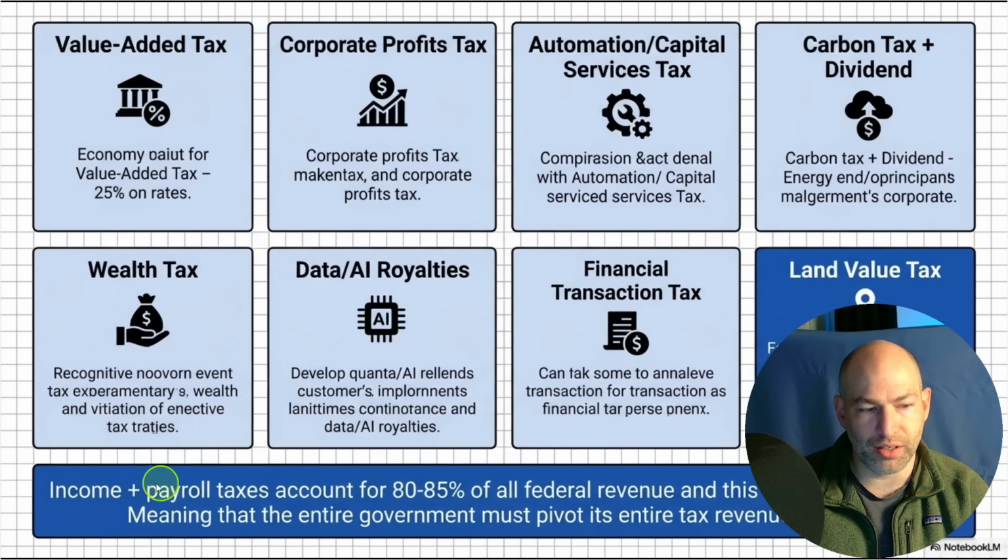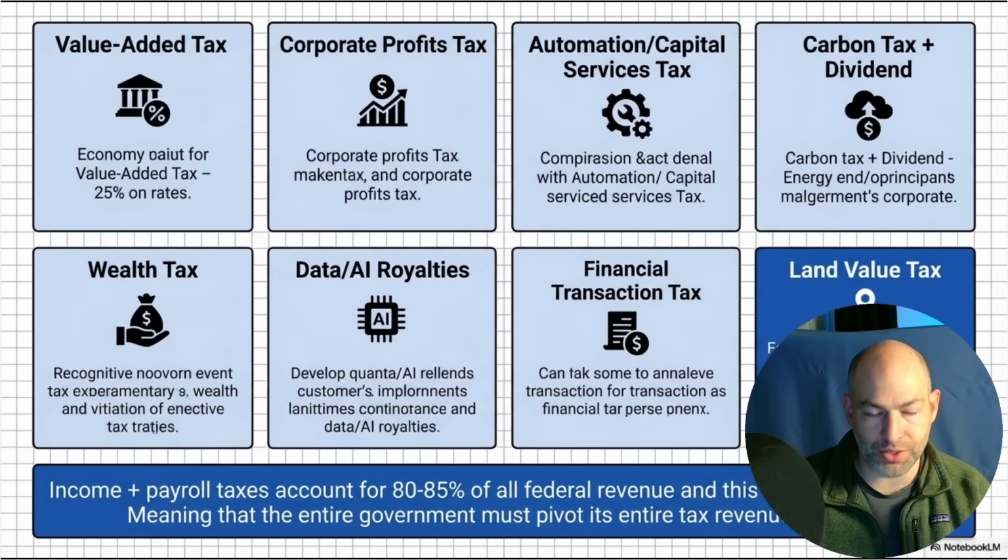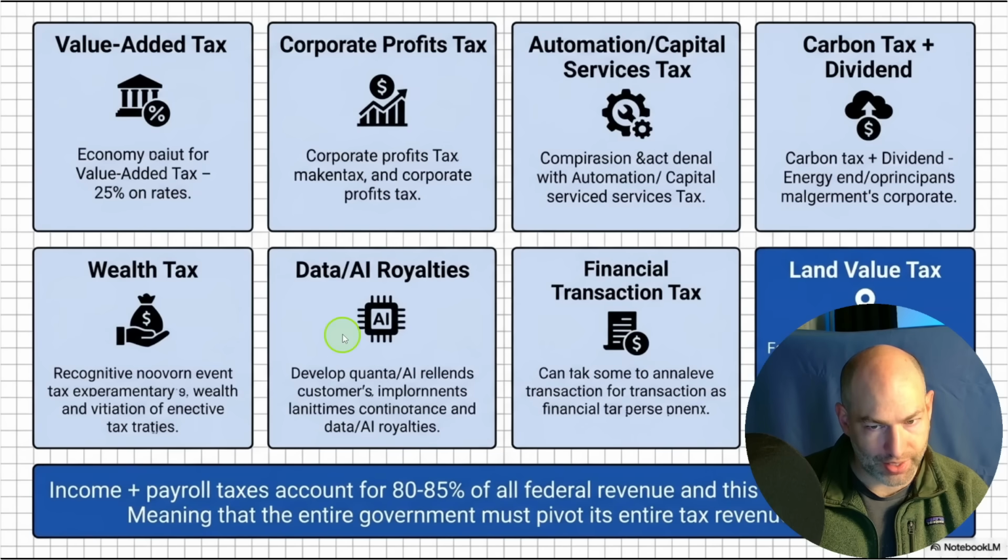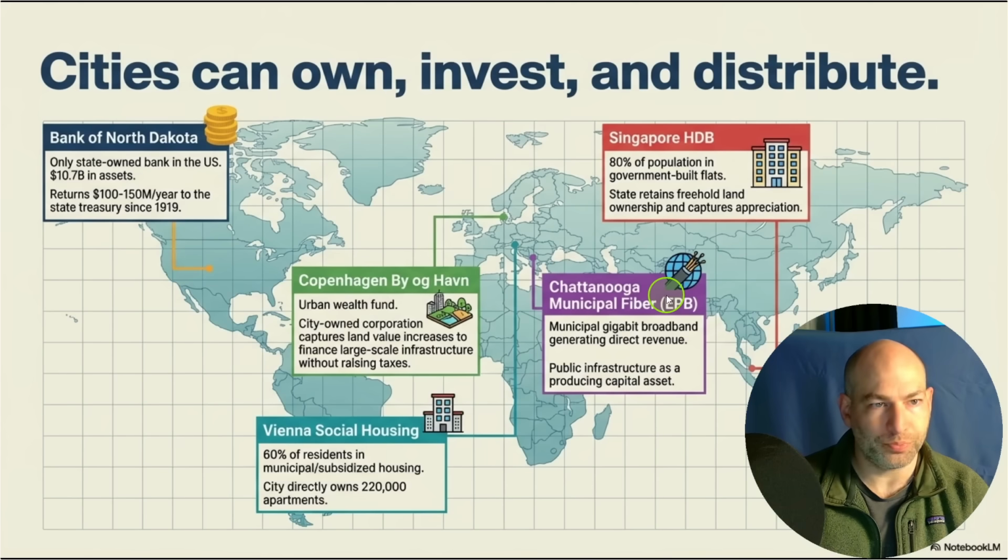The idea is that because income and payroll taxes account for 80 to 85% of all federal revenue, and that is wage dependent, we need to rip that out, which means we need to replace those payroll taxes with a bunch of other taxes, meaning the entire government must pivot its entire tax revenue strategy. Fortunately, there are lots of other things that you can tax, and we didn't even talk about data center taxes and robot taxes. The idea is that someone's got to pay the bill, and that someone isn't going to be people working and paying out of their paycheck, which feels kind of like theft anyways.